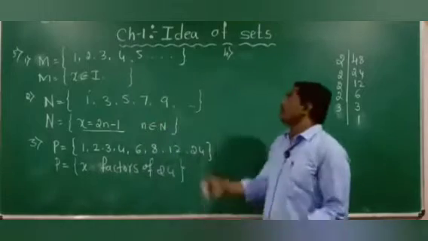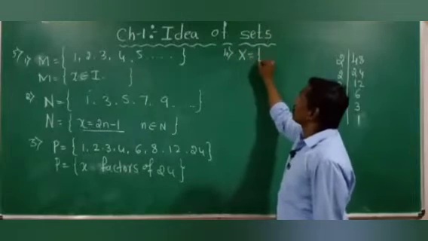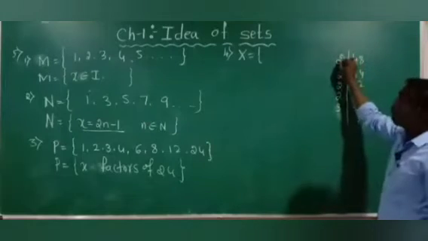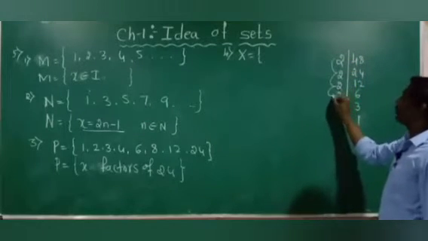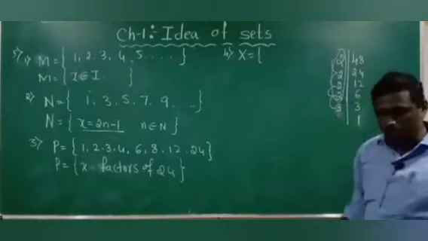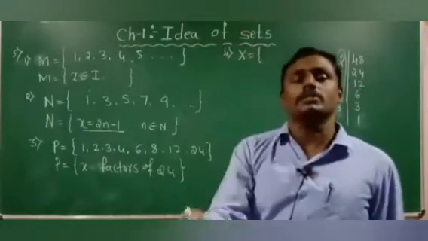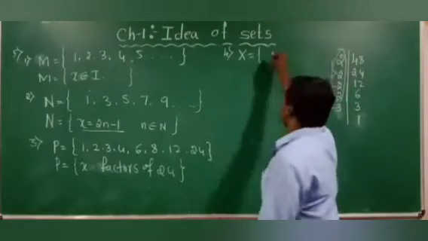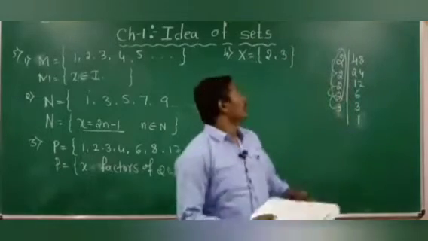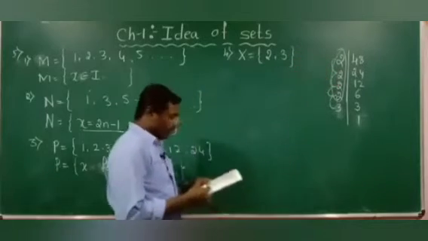Okay, now write the prime factors of 48. That set I am considering as set X. So what are the prime factors of 48? We can write 48 as 2 into 2 into 2 into 2 into 3, but here 2 repeats 4 times. Whenever we represent a set, if an element of a set repeats more than once, we take it one time only. That's why 2 is one element and 3 is another element. So 2 and 3 are the prime factors of 48.